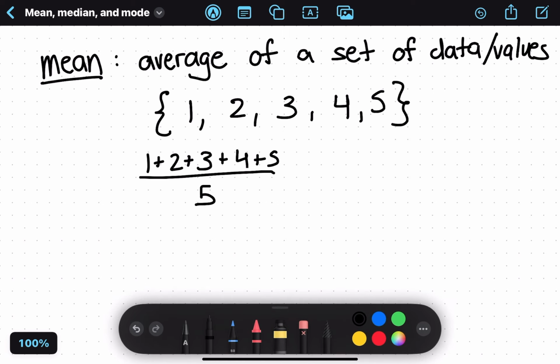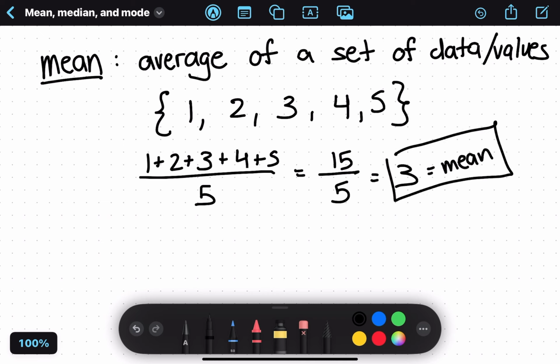So 1 plus 2 plus 3 plus 4 plus 5. What does that come out to? That comes out to 15. And if we divide that by 5, we get 3. So the mean or average of this data is 3.